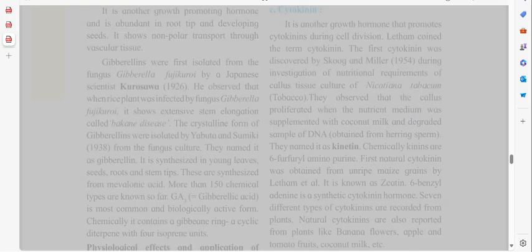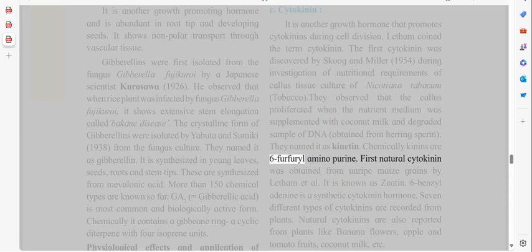C. Cytokinin. It is another growth hormone that promotes cell division. Letham coined the term cytokinin. The first cytokinin was discovered by Skoog and Miller, 1954, during investigation of nutritional requirements of callus tissue culture of Nicotiana tabacum, tobacco. They observed that the callus proliferated when the nutrient medium was supplemented with coconut milk and degraded sample of DNA obtained from herring sperm. They named it kinetin.